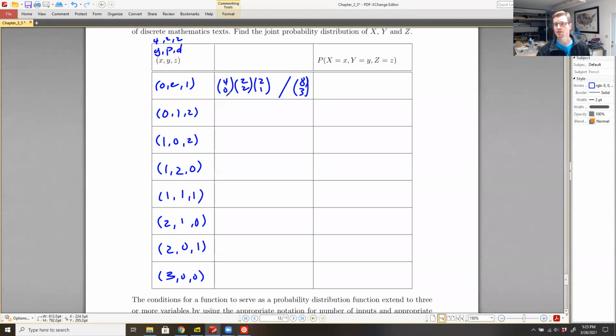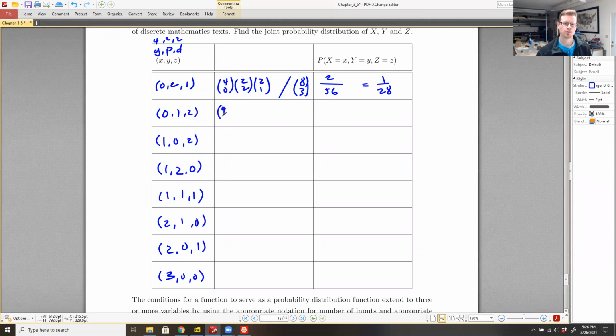4 choose 0 is 1. 2 choose 2 is 1. 2 choose 1 is 2. So that's 1 times 1 times 2, which is 2. 8 choose 3 is 56. Of course, I don't expect you to know that off the top of your head. You'd have to either use a calculator or write it out by hand to find that value. That could be simplified, if we wanted, to 1/28. And then we just complete the rest of the table similarly.